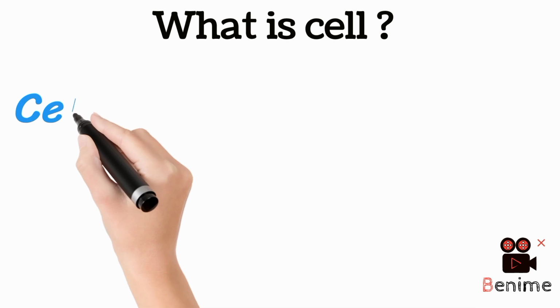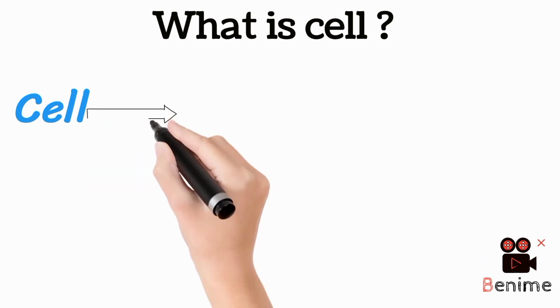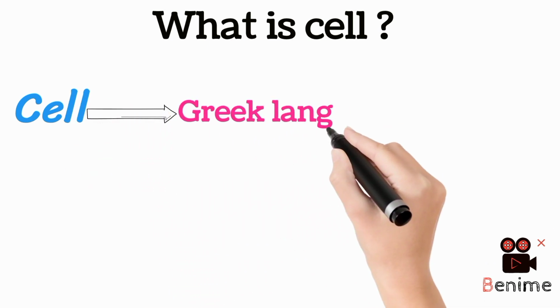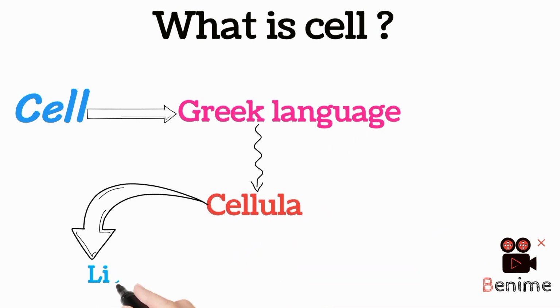What is a cell? Let us first understand the meaning of the word cell. The word cell is taken from the Greek word cellula, which means little room or box.